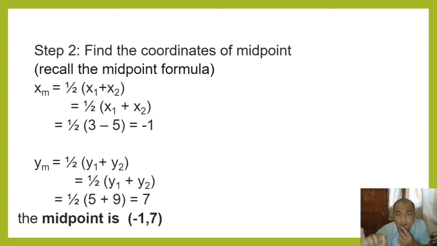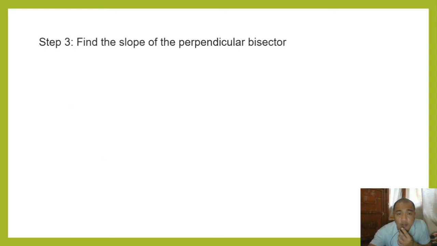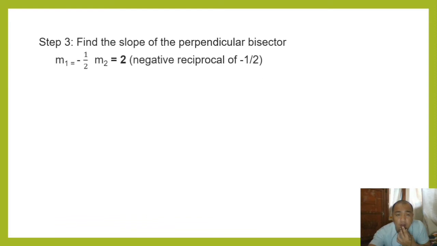So first, the slope of the line segment, which is negative 1 half. Then the midpoint of the segment, which is (-1, 7). Step 3, find the slope of the perpendicular bisector. Since the slope of the line segment is negative 1 half and they're perpendicular to each other, the slope of the perpendicular bisector is m sub 2 equals 2. Since they are perpendicular, we find the negative reciprocal of negative 1 half, which is positive 2.